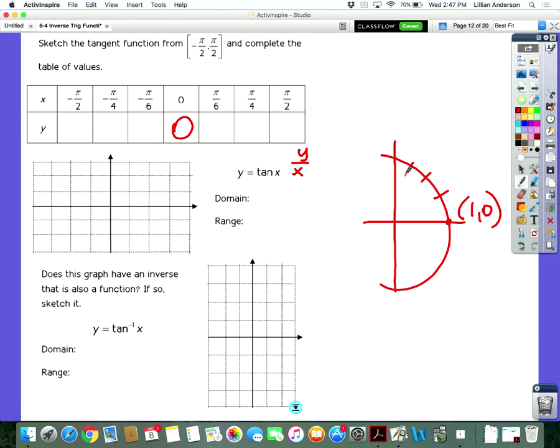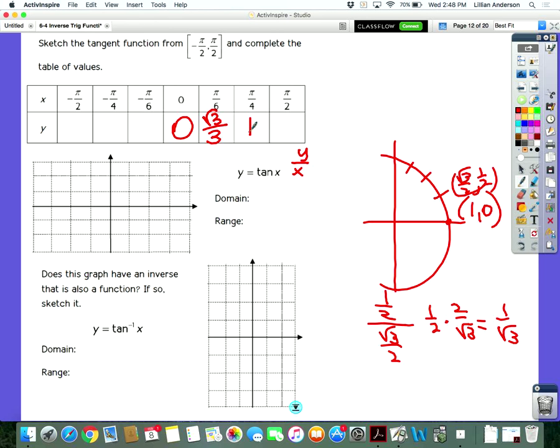What's the tangent of pi over 6? Square root of 3 over 3, because you have to rationalize. What about pi over 4? What is it? 1. And pi over 2? Undefined. It is undefined, which means what's happening there? Vertical asymptote. We've gone over this, especially since we just graphed tangent and cotangent.